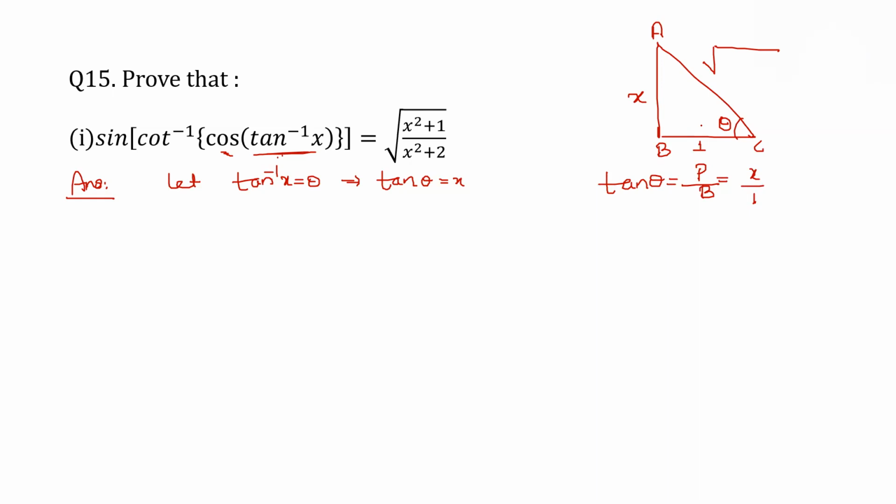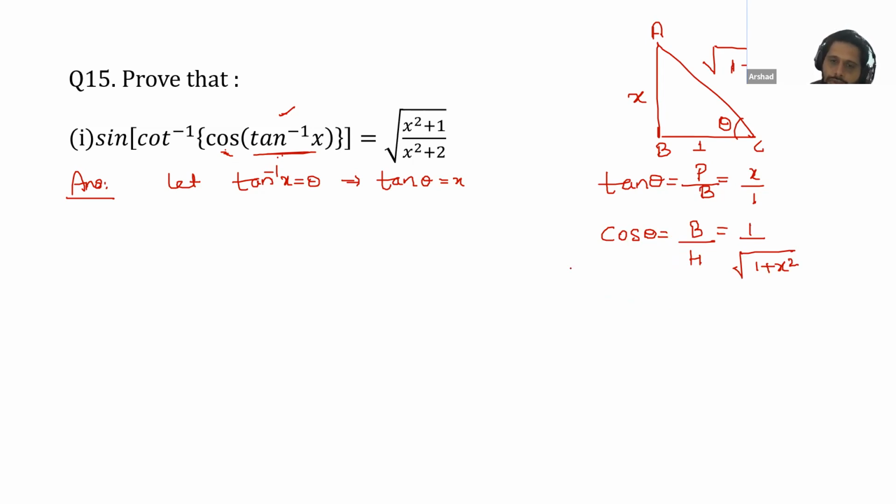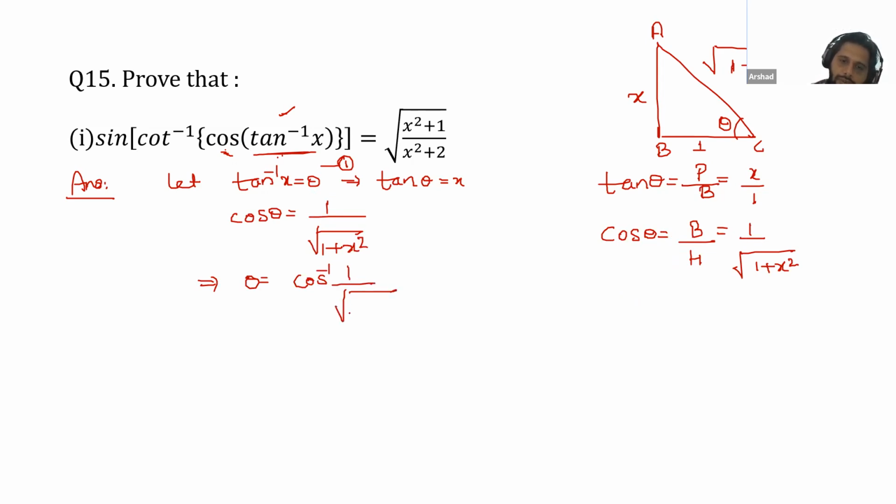Can you say square plus 1? Good, 1 plus x squared. Good, no one is correct. Okay, now what we need here, we need cos inverse. Why we need cos inverse? Because here we have a cos. So cos theta we will find. Cos theta is what? Base by hypotenuse. What is the base? 1. What is the hypotenuse? Under root 1 plus x squared. So here cos theta is equal to 1 by under root 1 plus x squared. And from this we will get theta, which is equal to cos inverse 1 by under root of 1 plus x squared.